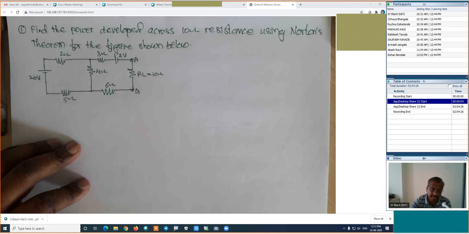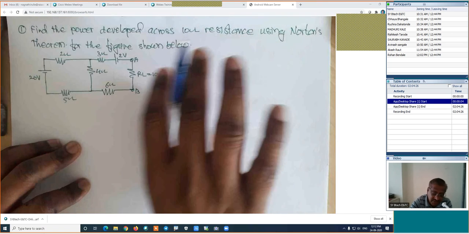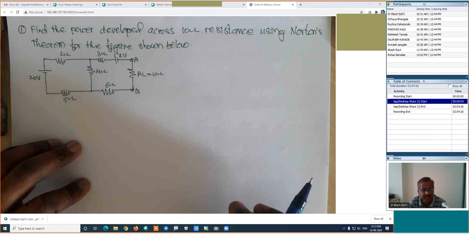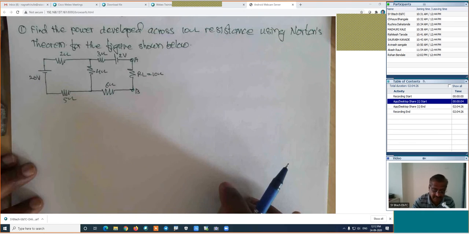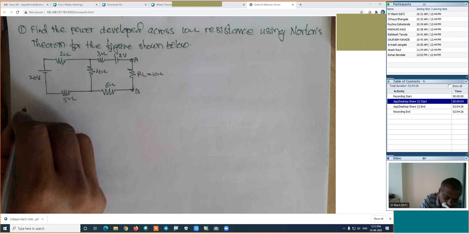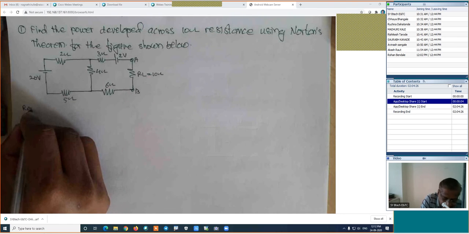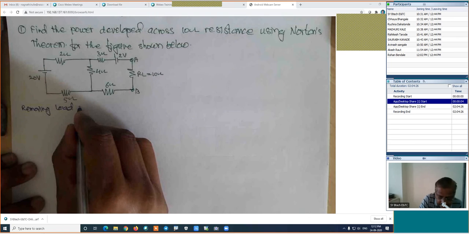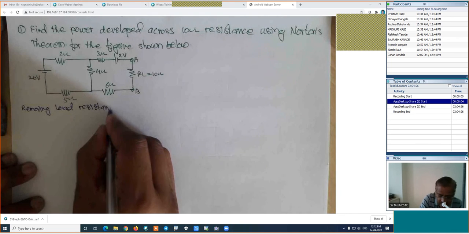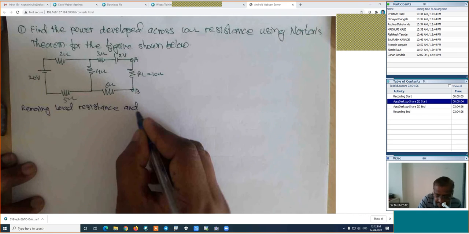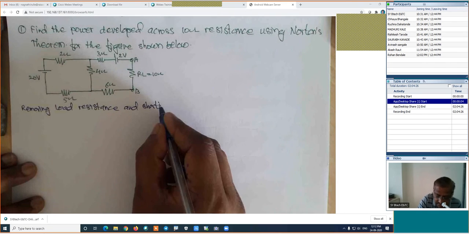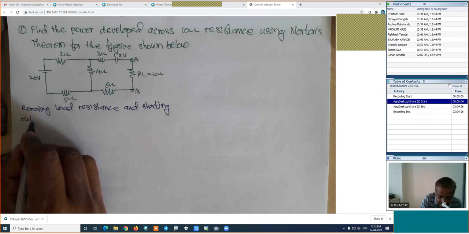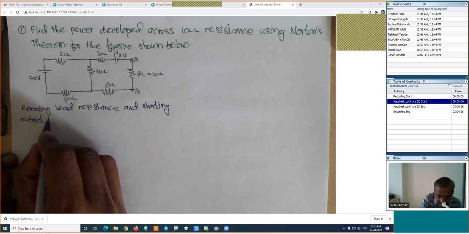What is the first step? Remove the load resistance and redraw the same circuit, and short the output terminals for the calculation of the Norton's equivalent network. Is it right? I will write the same: removing the load resistance and shorting the output terminals.